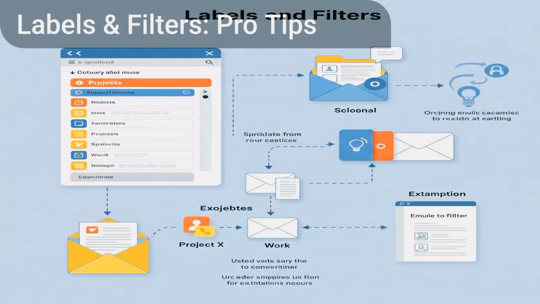Labels are great for categorizing emails, while filters automate the process. Use labels for projects or classes and filters to automatically sort emails from specific teachers or groups.